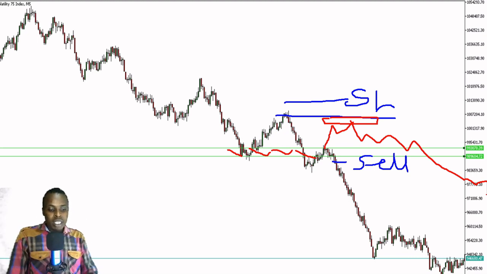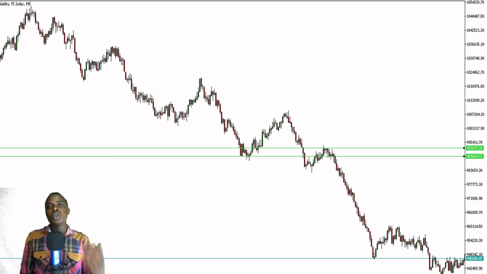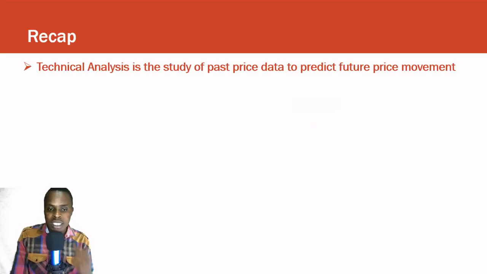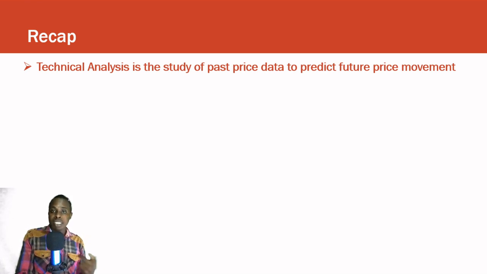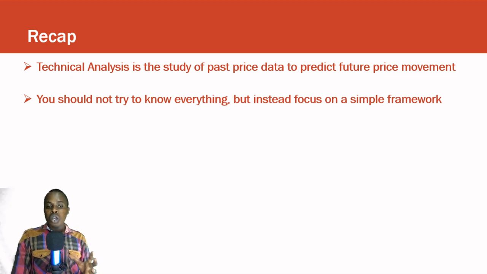Now let's do a little recap, and I will give you some examples where I show you all these 4 things of our framework. These are the only 4 things that you need to master technical analysis, right? Now let's do a recap. Number 1, technical analysis is the study of past price data to predict future price movement. And then you should not try to know everything about technical analysis. Instead, you need to focus on this simple framework, right?